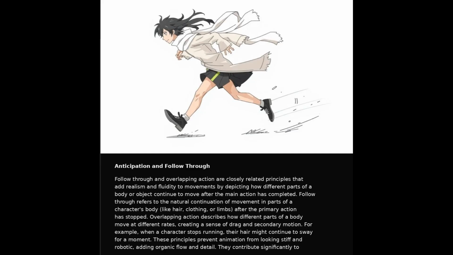Overlapping action describes how different parts of a body move at different rates, creating a sense of drag and secondary motion. For example, when a character stops running, their hair might continue to sway for a moment. These principles prevent animation from looking stiff and robotic, adding organic flow and detail. They contribute significantly to the believability and naturalness of animated performances.